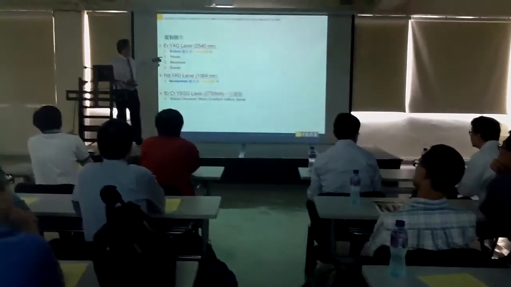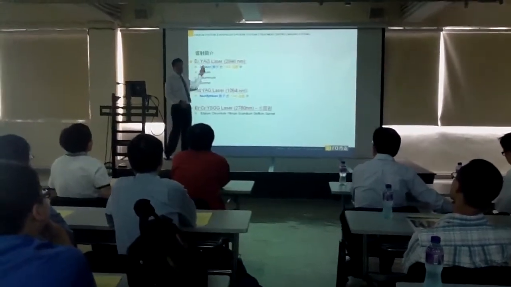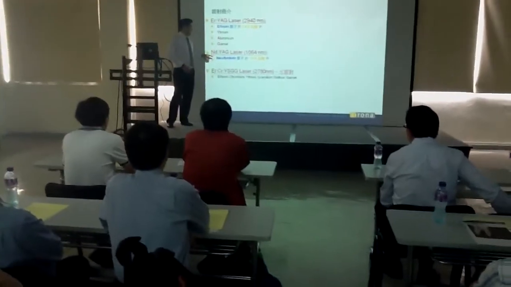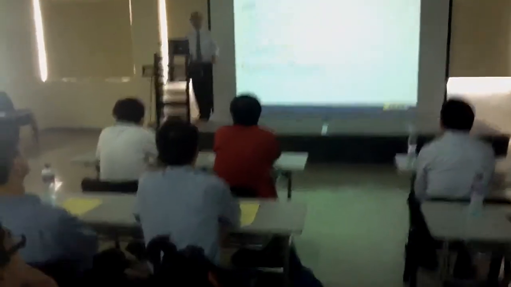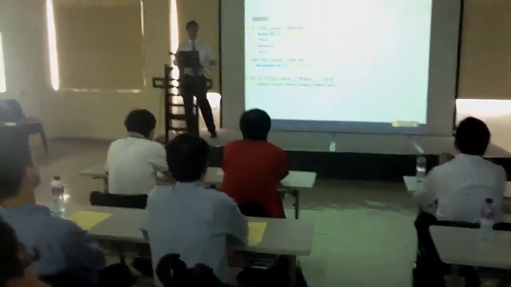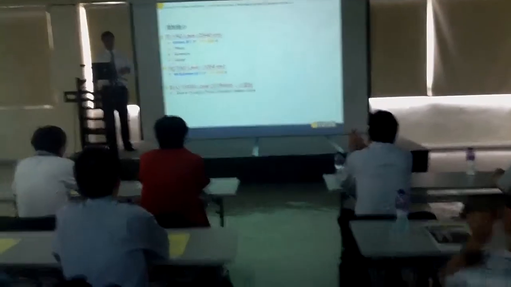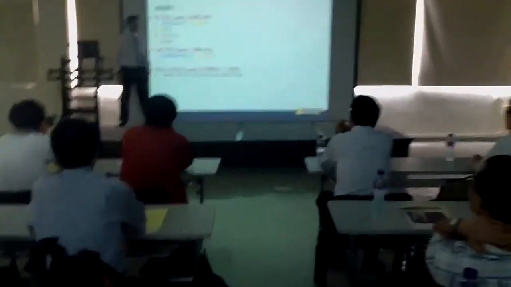Each wavelength is associated with only that kind of laser. So if you're talking about erbium YAG, it's always 2940 nanometers and nothing else. Okay. So the erbium chromium YSGG laser is 2780.